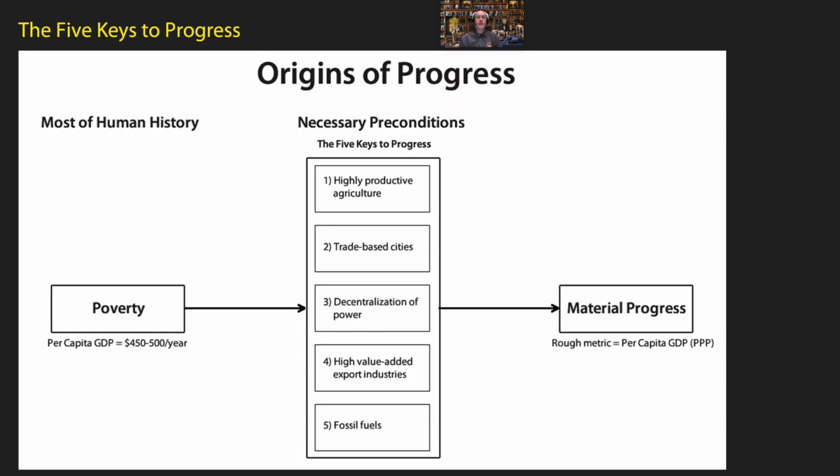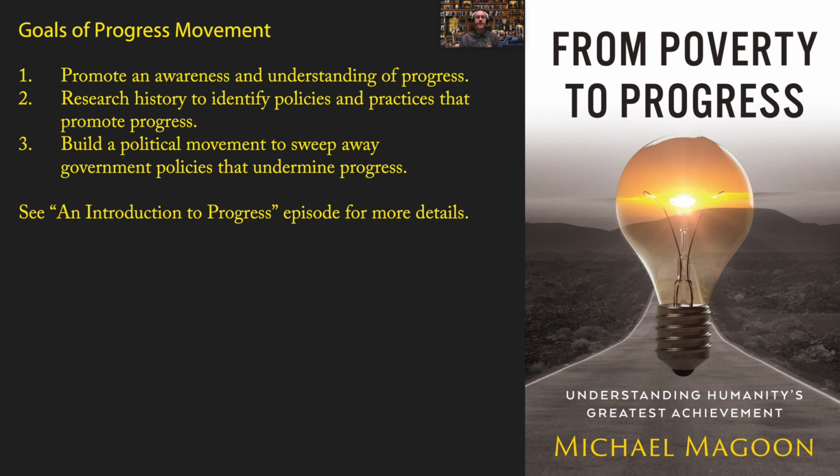This episode is about understanding the causes of modern progress. I believe the most important concept for understanding that is what I call the 5 keys to progress. So I'm going to go into a little more detail during this episode. But first, let me explain why this all matters.